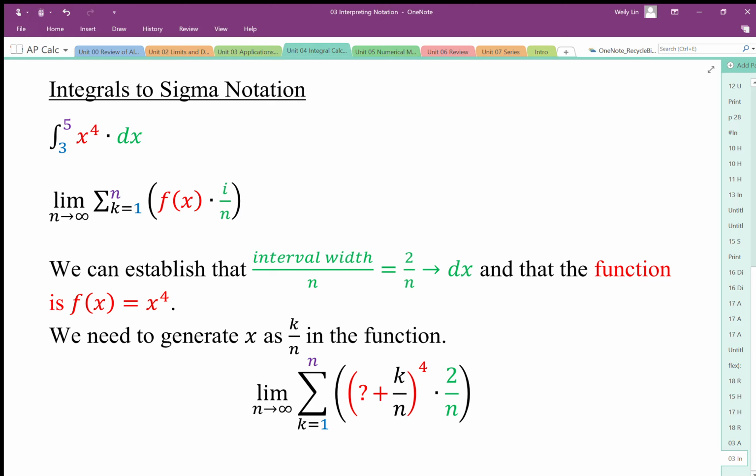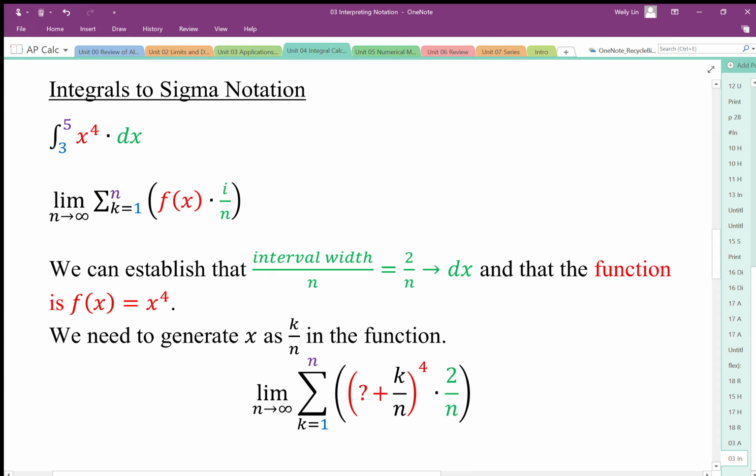How do we convert integrals then into the sigma notation? So we have our integral here, we have our beginning and end points, we have the function part of the integral, and then we have the dx part of the integral. And we need to relate all those parts into this general expression for the limit form of the sigma notation, the limit form of the integral.